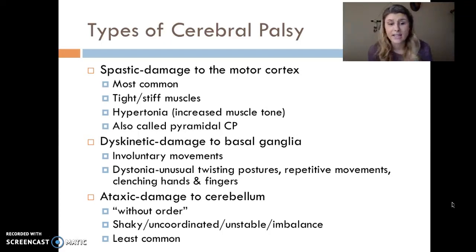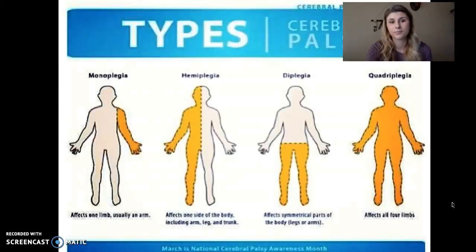It's like floppy, relaxed muscles. And then there's ataxic cerebral palsy, which is damage to the cerebellum. It means without order, and it's characterized by shaky, uncoordinated, and unstable muscle movements. Those people have a lot of imbalance, and this is the least common type that you'll see.